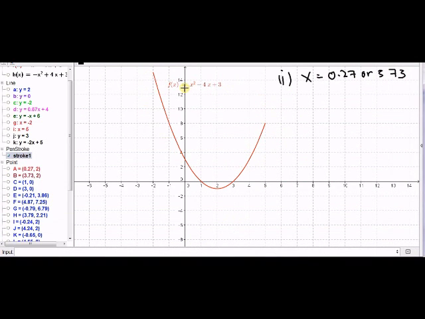This is f(x), and the line y equals 2 is represented by the blue line. They meet one another at point A, where the value of x is 0.27, and also at point B, where the value of x is 3.73. So the solutions for the equation are x equals 0.27 or 3.73.